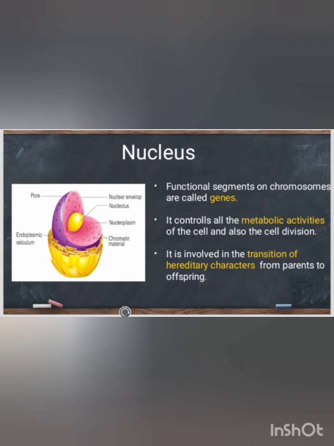The functions of nucleus are, it controls all metabolic activities of the cell and also the cell division. It is involved in the transmission of hereditary characters from parent to offspring. Due to loss of nucleus, large quantity of hemoglobin can be accumulated in the RBC and thereby large amount of oxygen can be transported. Do you know? Due to loss of nucleus of sieve tubes of the plant phloem, they become hollow and thereby transportation of food becomes easy.